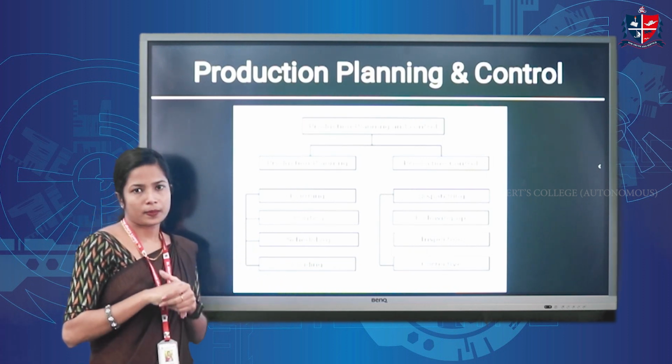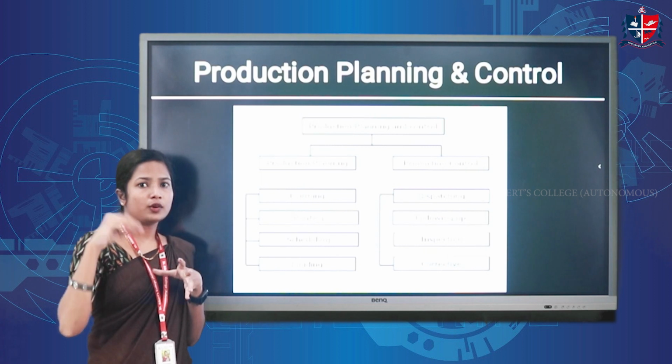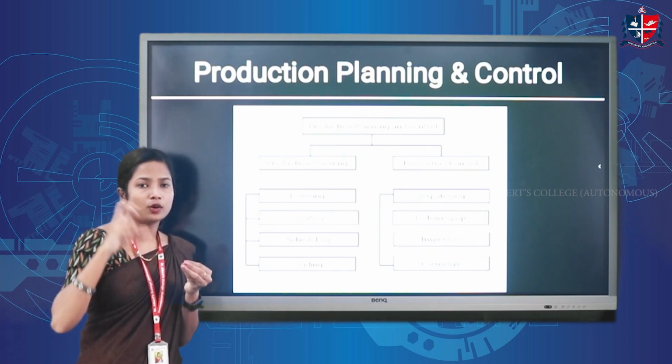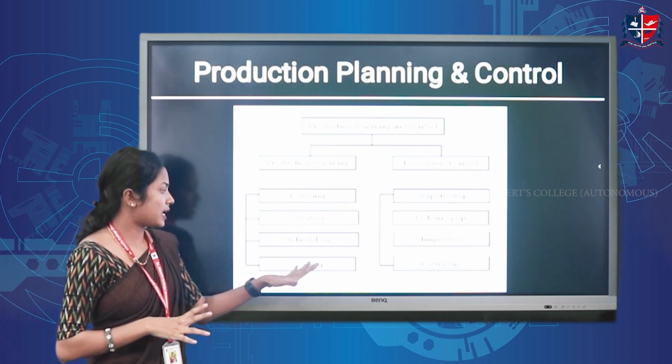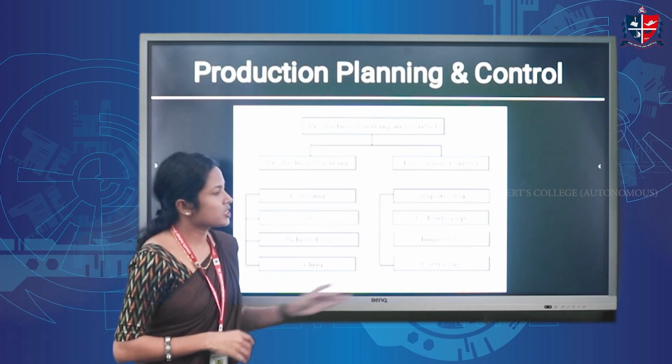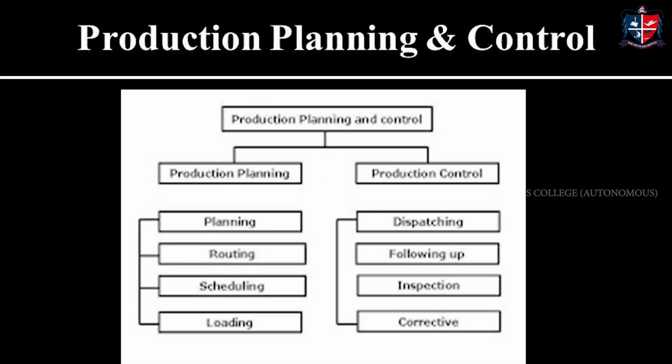Next is loading. Allotting or allocating the works to each human resource or allotting the works to machineries. That is meant by loading. So this is the production planning. Next is the production control. Under the production control, first one is dispatching. Dispatching means we are giving our rules and regulations regarding our production. We are communicating our rules and regulations to our employees.